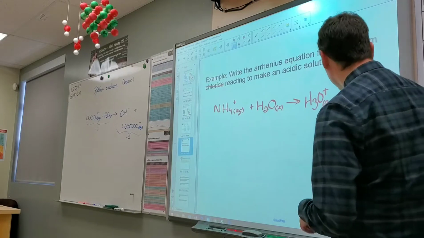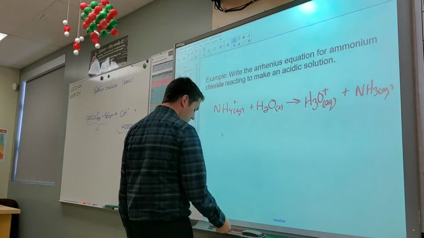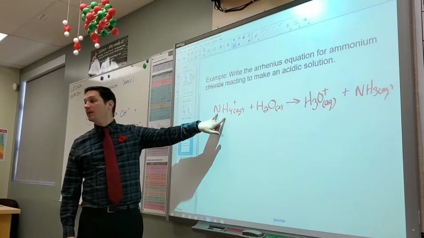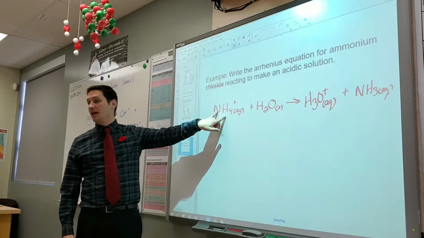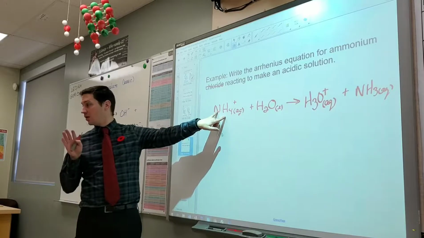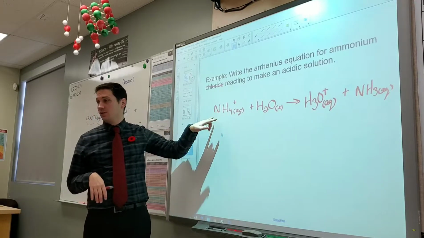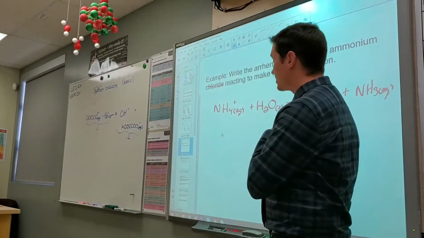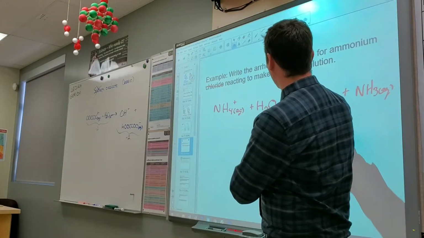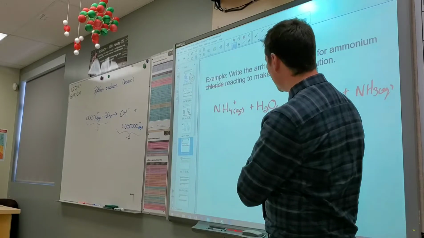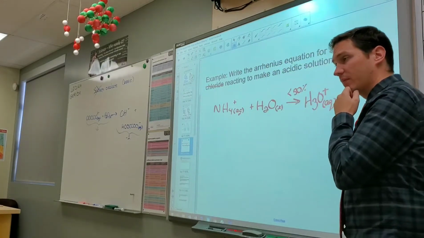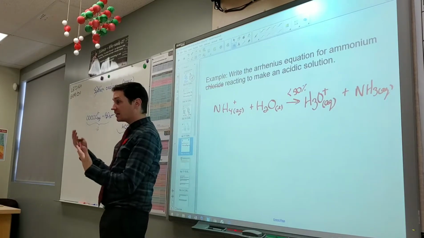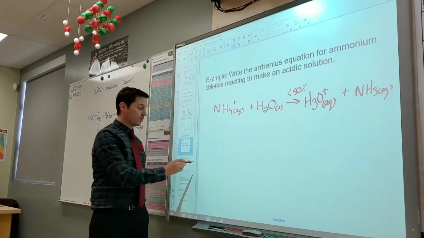Good. What I want to be very clear about is: is ammonium a strong acid or a weak acid? Does it appear on the strong or the weak part of the acid table? It's weak, right? So I would say this reaction will happen less than 50% of the time, because that's what we define weak acids to be. They react less than 50% of the time with water.